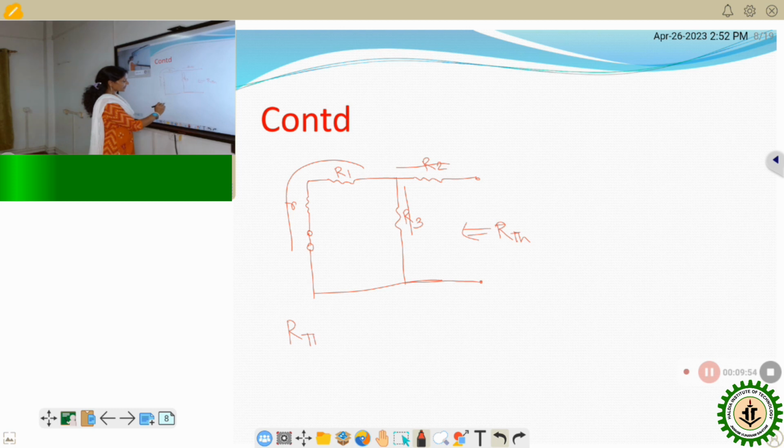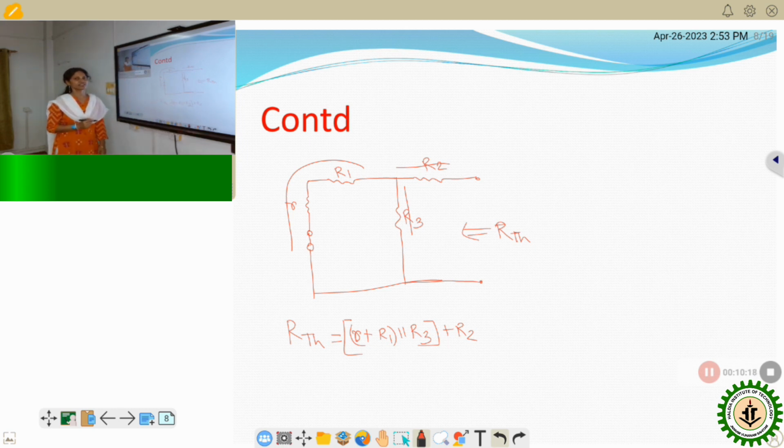So RTH will be equal to R plus R1, in parallel with R3, and this parallel combination in series with R2. This is our Thevenin equivalent resistance.